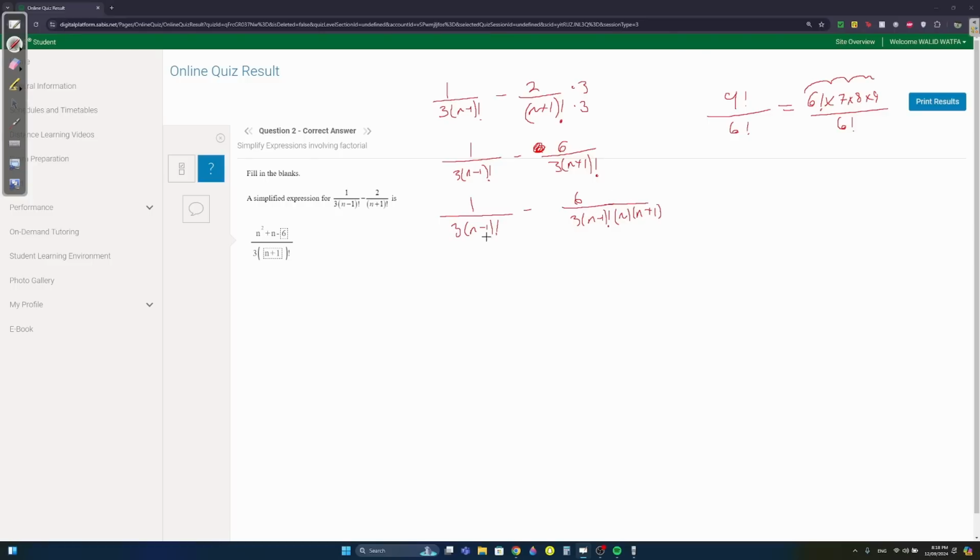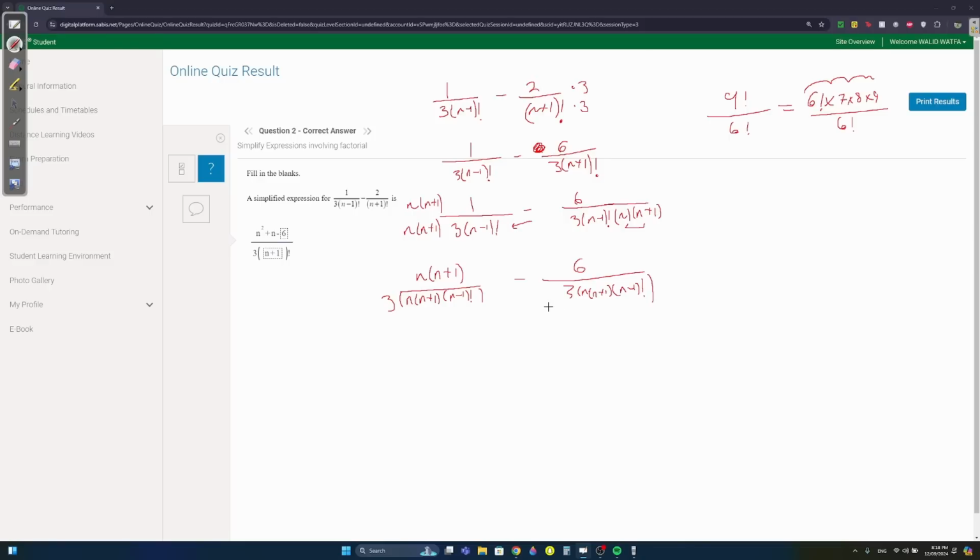Anyway, now we can see that here we have the same denominator, right? But in this case, we have to multiply by two things. We're missing n plus 1, right? So we're going to multiply by n plus 1, up and down. So this is going to be n plus 1 on top over n plus 1, and then you have n minus 1 factorial. You have this 3 outside, minus 6 over 3. In this case, we have n plus 1, n minus 1 factorial.